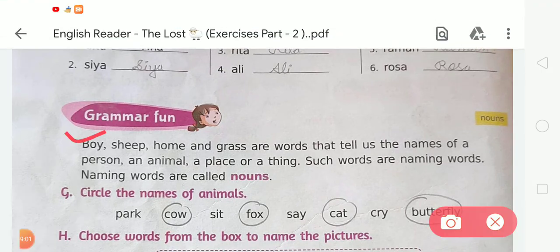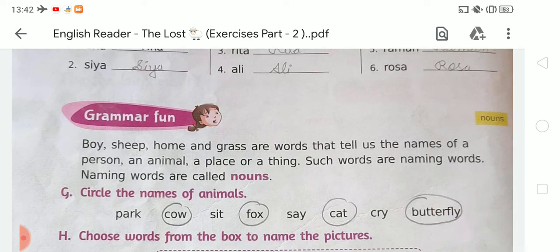Boy, ships, home and grass are words that tell us the name of a person, an animal, a place or a thing. Such words are naming words. Naming words are called nouns. Dear student, here is the definition of noun. What is a noun? A noun is a naming word. Names of any person, animals, things, places are called naming words. Okay student, names of any person, animals, place or things are called nouns or naming words.